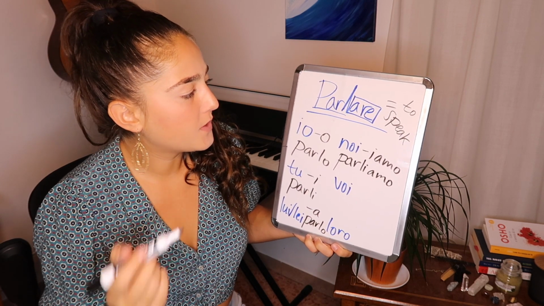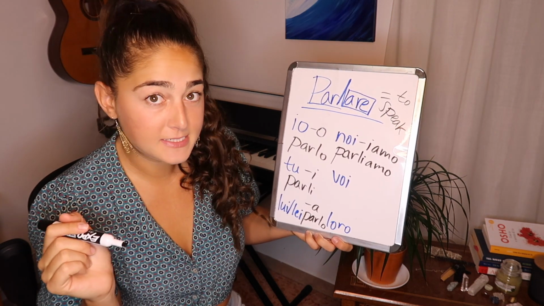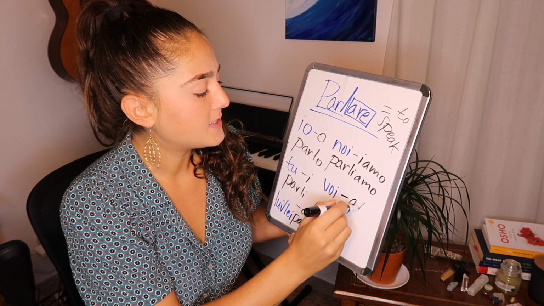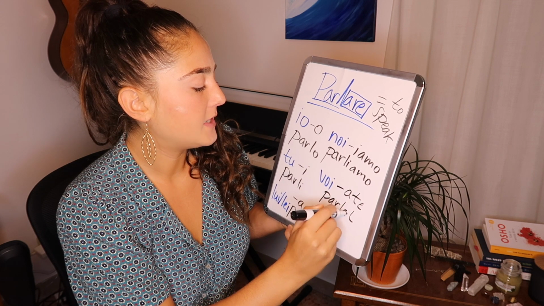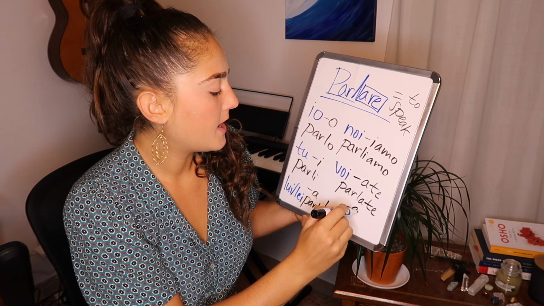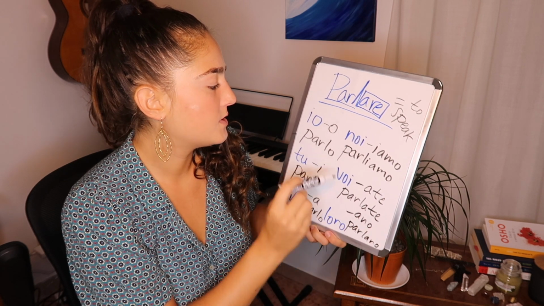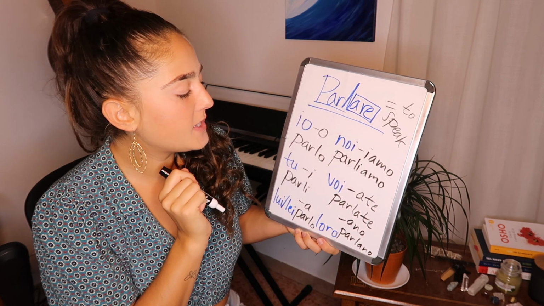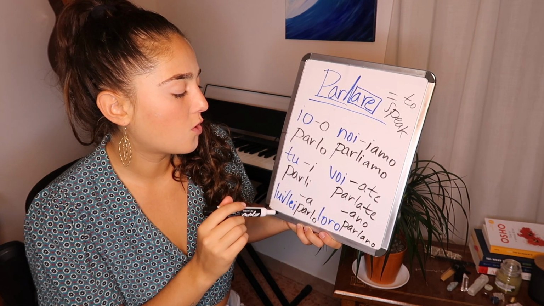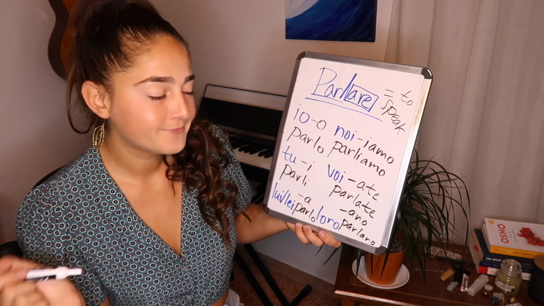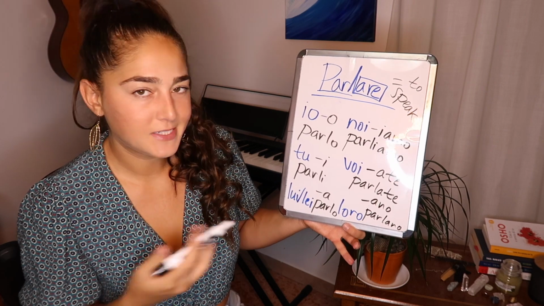The way you get the root of the verb is you just take off the ARE. For every verb, it works the same. Then voi, we add an ATE, so it becomes parlate. And loro, we add an ANO, so it becomes parlano. So noi parliamo, we speak. Voi parlate, you all speak. And loro parlano, they speak. So this is the full conjugation of parlare in the present tense.